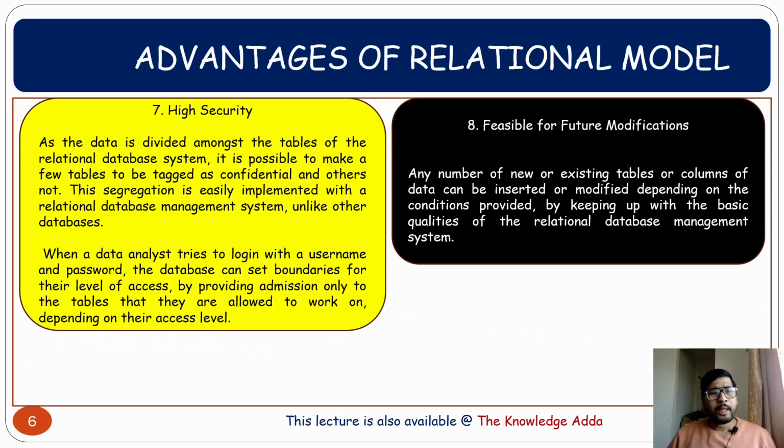So only that user can access those 5 tables. The remaining 5 tables he or she cannot access because he or she has no permission to access those tables. So in this manner your data is secure, because this works on a permission basis. If someone has authorization to access the data, then he or she can access it.